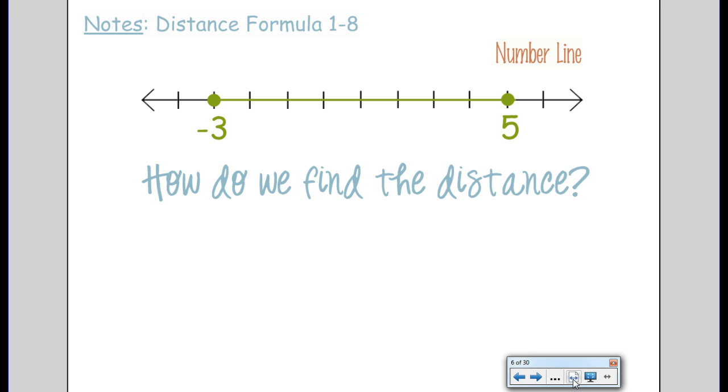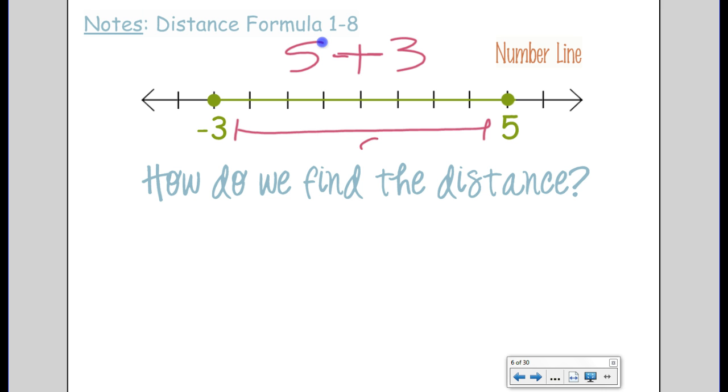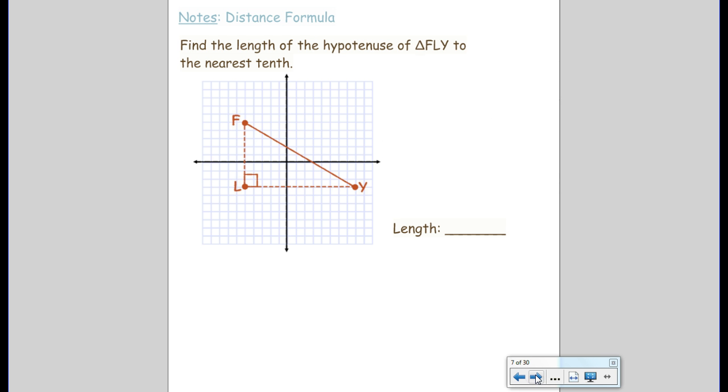You subtract them. 5 minus, what's the other point? -3. What does your calculator say? What's a minus and negative anyways, guys? Plus. 5 plus 3. The distance is 8.